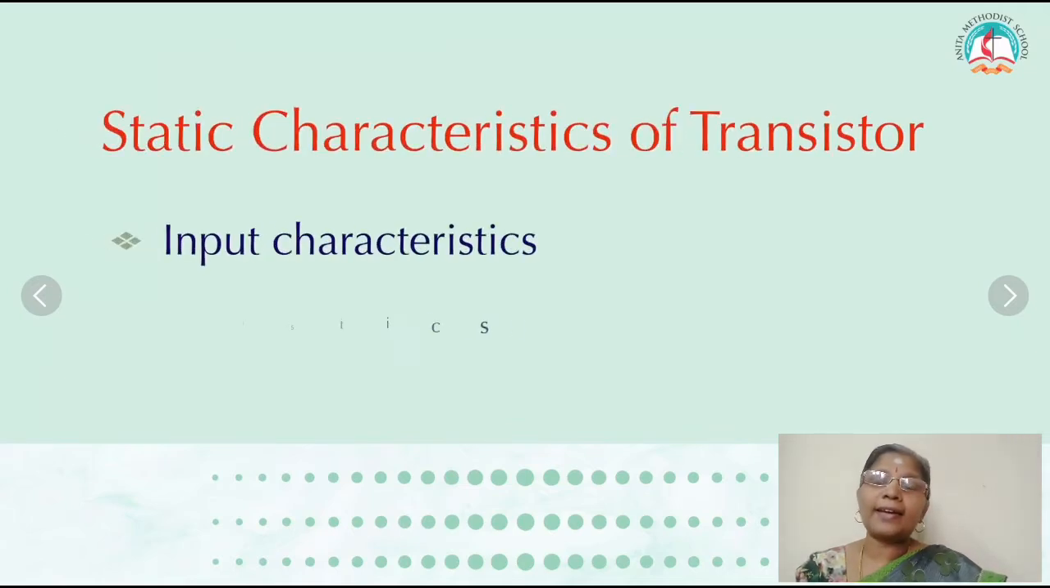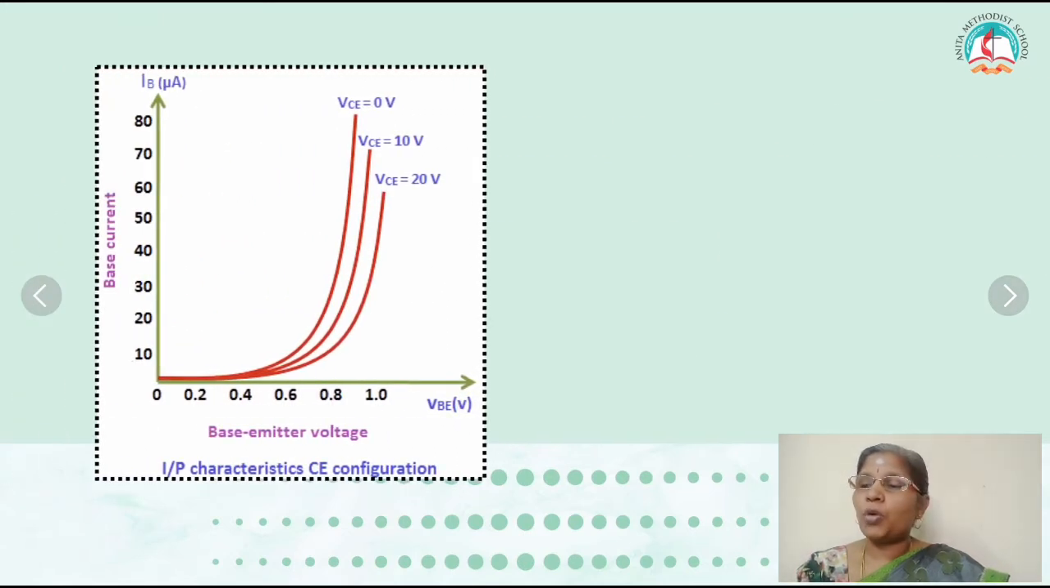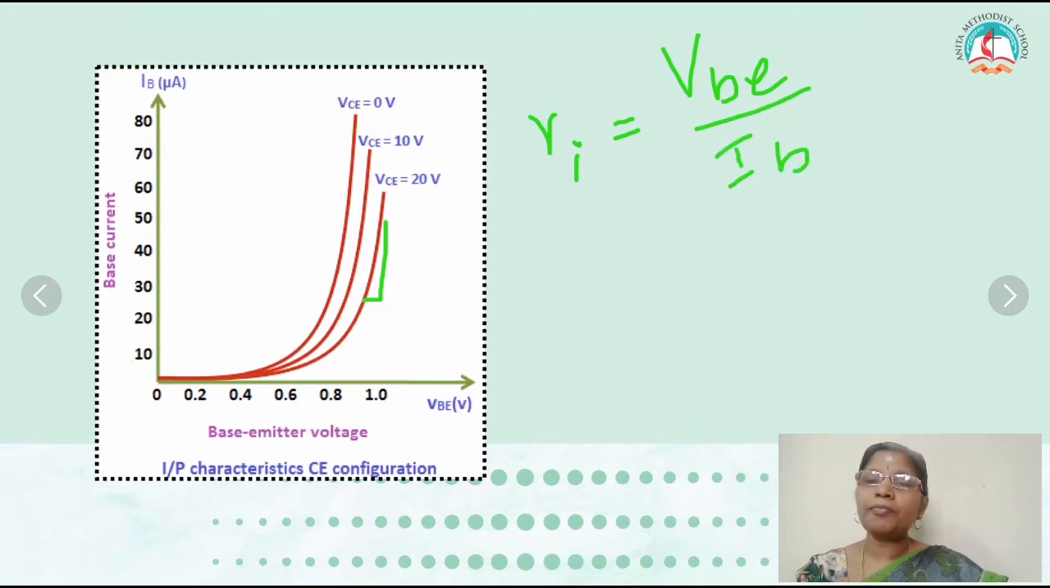The next one is static characteristics of a transistor. There are totally three types of characteristics you have prepared: input characteristics, output characteristics and transfer characteristics. What is input characteristics? You draw a curve between base emitter voltage and the base current. When you draw the curve, you calculate the value of input impedance Ri, equal to the change in base emitter voltage to the base current. What is the unit of this input impedance? The unit of input impedance is ohm.